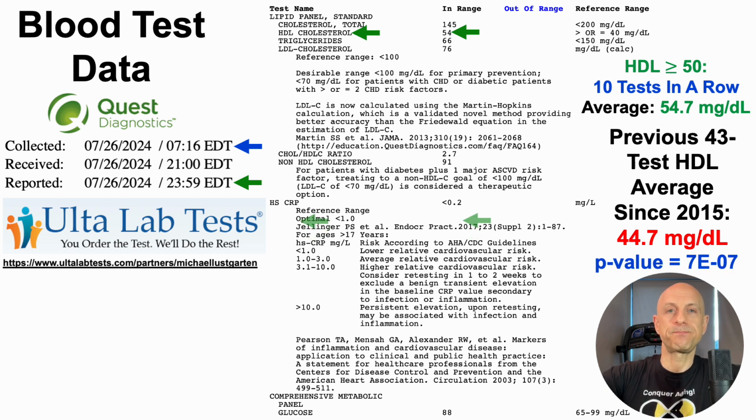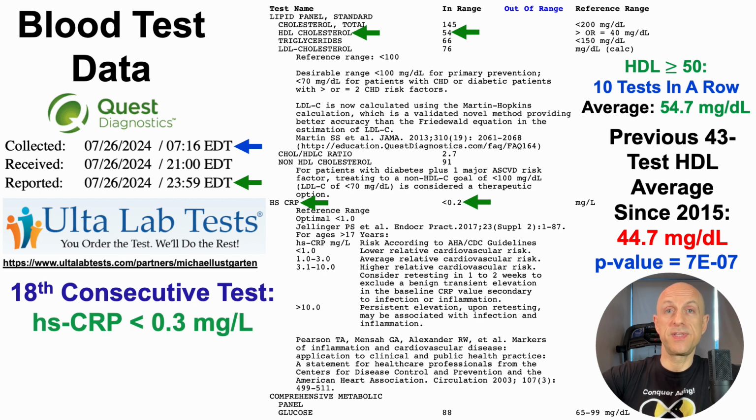Also note that HS, high sensitivity C-reactive protein, is again less than 0.3 milligrams per liter, which is below their limit of detection. So that's the 18th consecutive test where I've had HSCRP less than 0.3 milligrams per liter. And it looks like Quest has actually made an improvement in reducing the limit of detection from 0.3 to 0.2, which let's see if I can keep it below 0.2 going forward.